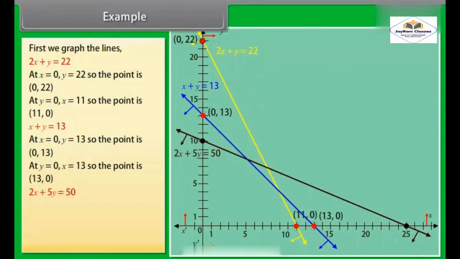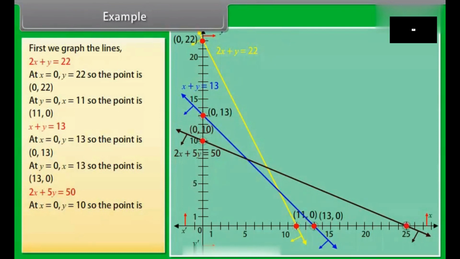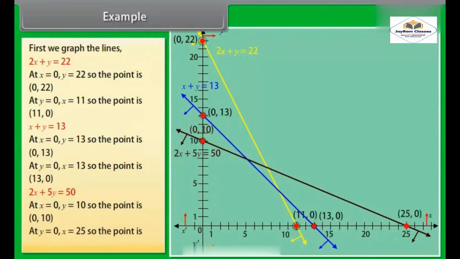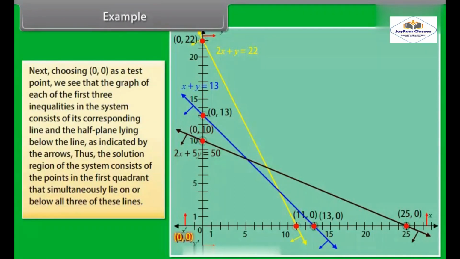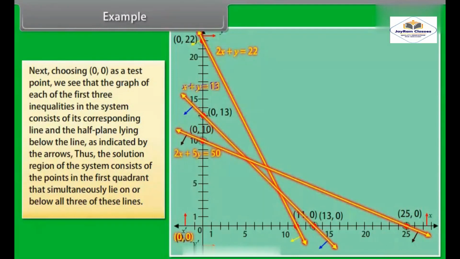2x + 5y = 50. At x = 0, y = 10, so the point is (0, 10). At y = 0, x = 25, so the point is (25, 0). Next, choosing (0, 0) as a test point, we see that the graph of each of the first three inequalities in this system consists of its corresponding line and the half-plane below the line, as indicated by the arrows. Thus, the solution region of this system consists of the points in the first quadrant that simultaneously lie on or below all three of these lines.